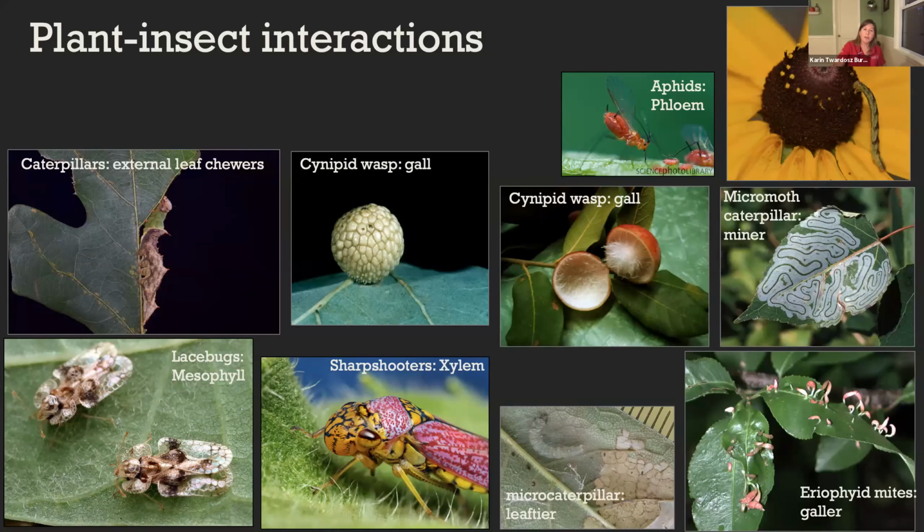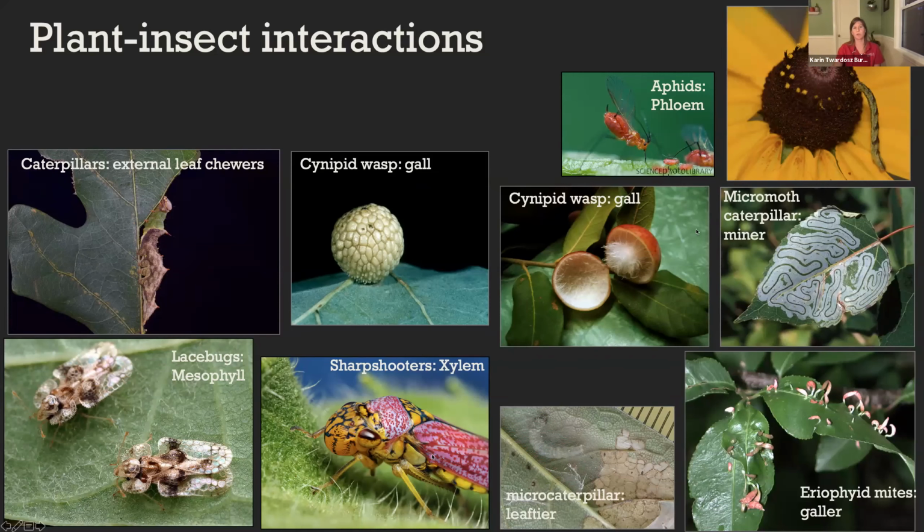So here I've just put together a slide demonstrating some of the many ways that insects use plant tissue. Here we have caterpillars that are feeding on the entire leaf tissue as chewing herbivores. We have lace bugs that pierce their mouth parts into the plant and suck out the cell contents. We have sharpshooters that feed on the fluid coming up from the roots through the xylem tissue of the plant, and aphids that are feeding on phloem tissue that's rich with the sugars that the plant is fixing.